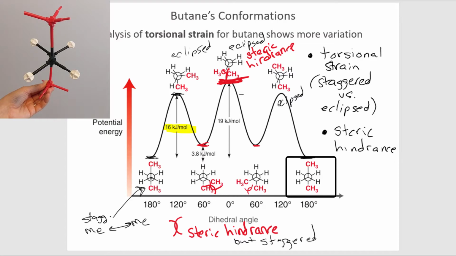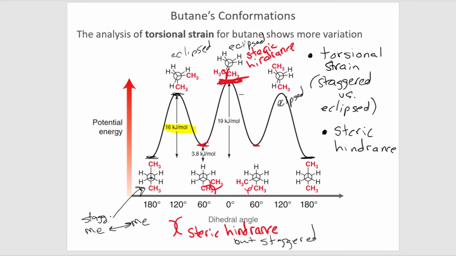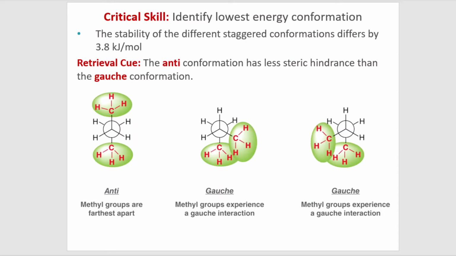So you can see that we have to look at two things: both torsional strain, when the bonds are pretty much in line with one another and repel, and steric hindrance, and that pertains to the types of groups at the end. If the types of groups are big and bulky and have electron density, then they're going to be, again, in each other's way and repelling one another. You can see this a little bit more in the diagram below.